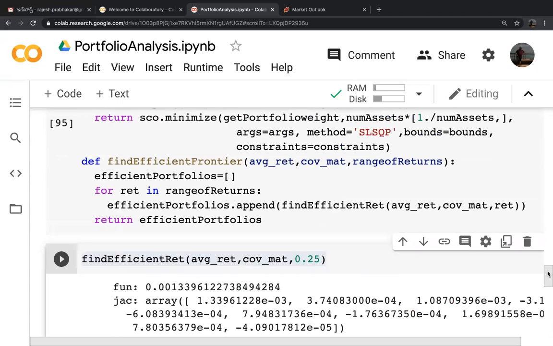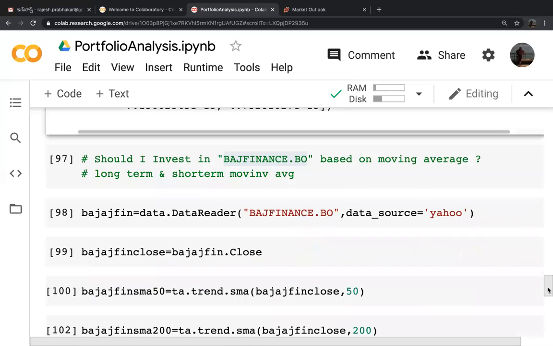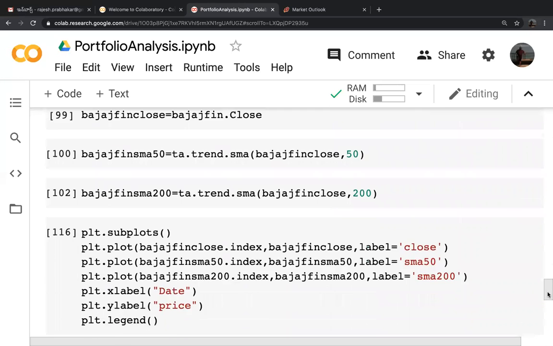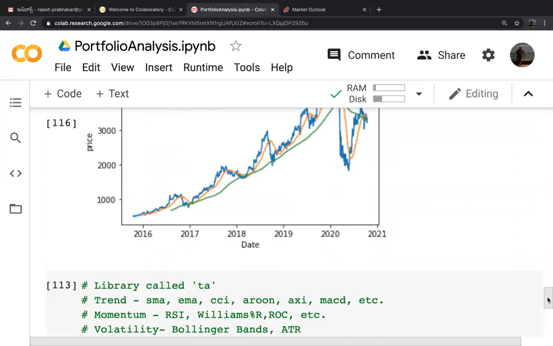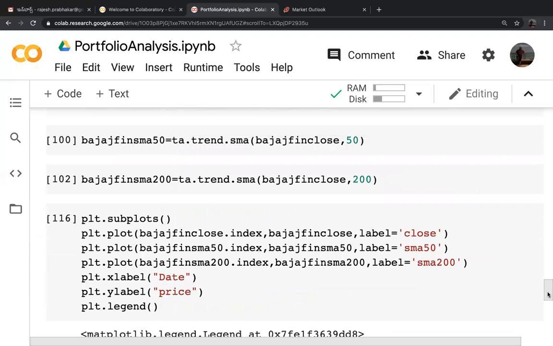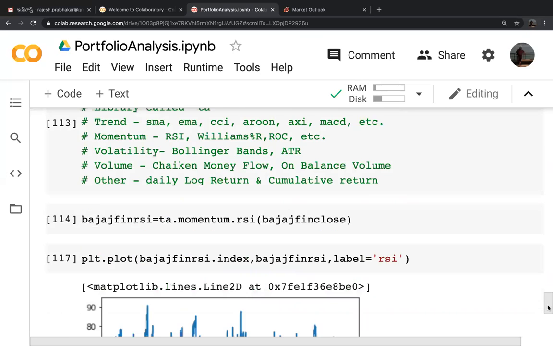So these are all predefined functions. Once you have defined a function, it is there forever. So efficient return is something you can use again and again with your set of average returns, your covariance matrix and your target return. That's all, no complications there. These are also very simple. You fix the format, change the name of the stock, and then you can get your own analysis out of this.